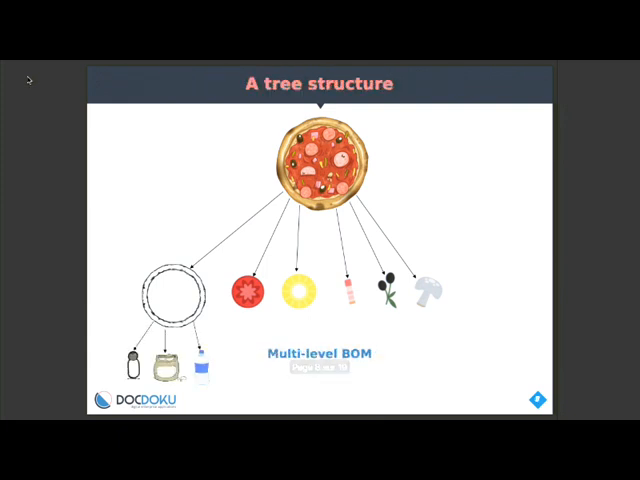But because it's hierarchical, the dough is itself made of salt, flour, water, and so on. So it's a tree structure that can be very deep. Just to give you an example, the Airbus A380 is more than 1,200,000 parts. And when I say part, I don't mean instance, I mean unique part. So this is very deep and very huge.